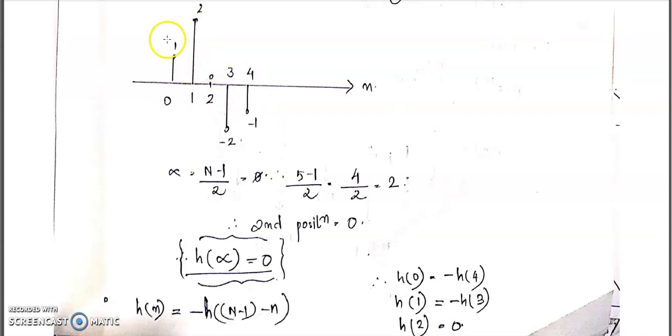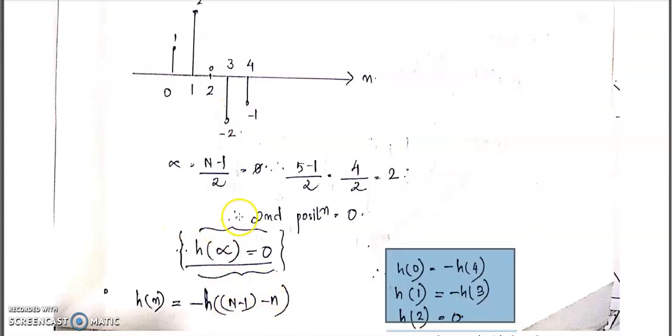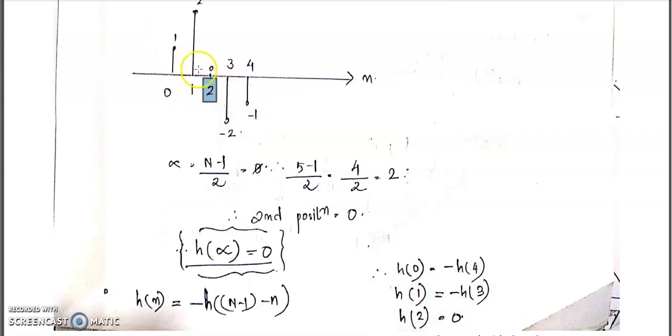Sorry, there is a change. The value of h of 0 is minus of h of 4, and the value of h of 1 is minus of h of 3. Here 1, here minus 1, and here plus 2, and here minus 2. Substitute the value of small n, you will get this expression. Here alpha is 2. With respect to alpha, the impulse response is anti-symmetric.